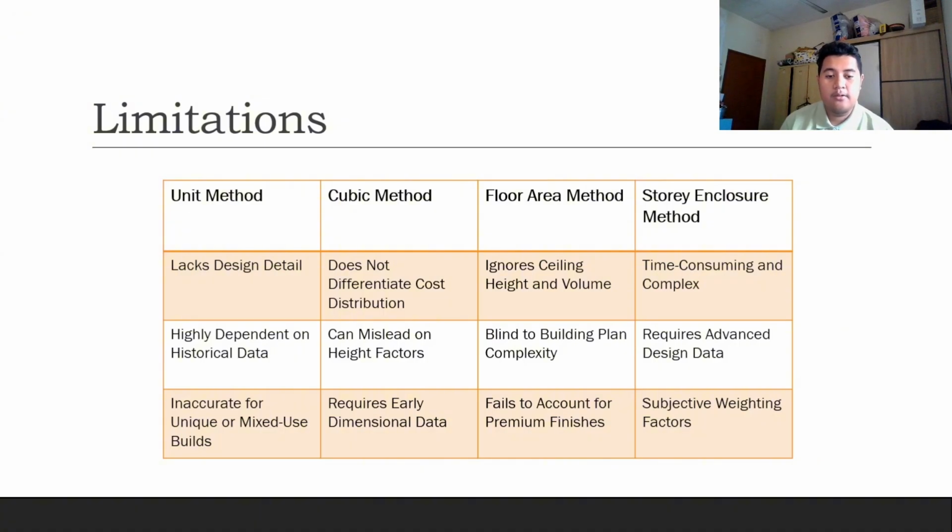Lastly, the story enclosure method can quickly become time-consuming and complex to calculate compared to the other basic area methods. It requires advanced design data regarding the building's facade and relies heavily on subjective weighting factors that can introduce human error into the estimate.